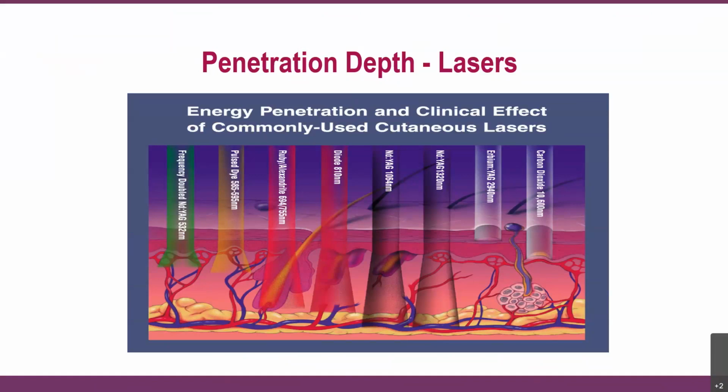And then moving up through the range, we see the Nd:YAG 1064. So this is penetrating much more deeply into the tissue, which means we're able to treat leg veins, for instance. And then moving at the far end to the right of the spectrum, the CO2 laser becomes much more superficial because, as I mentioned before, the main chromophore here is water.